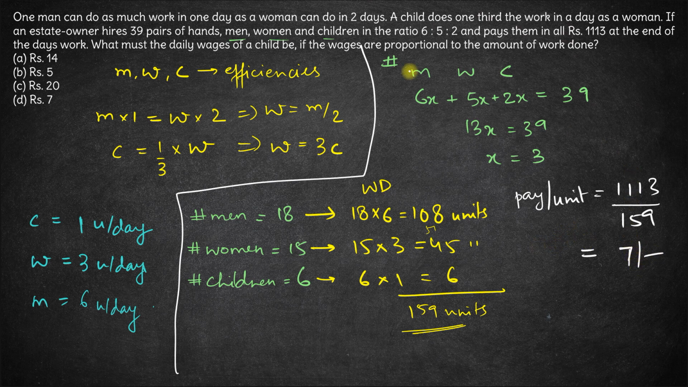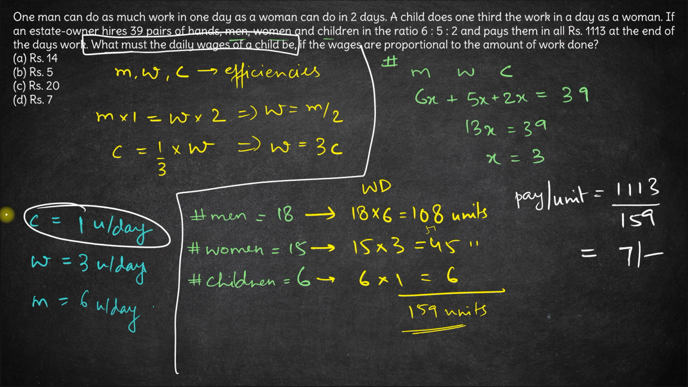Now let us look at the question. The question is, what must be the daily wage of a child? So what would be the earnings of each child? Now we know each child completes 1 unit in 1 day. So for 1 unit, he or she will earn 7 rupees. Hence the answer here will be option D. Each child will earn 7 rupees.